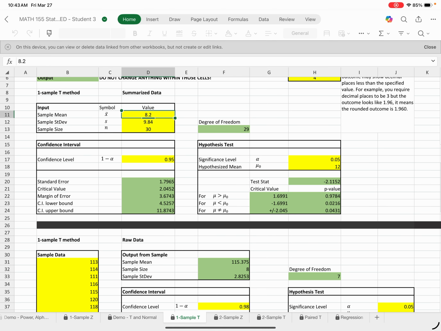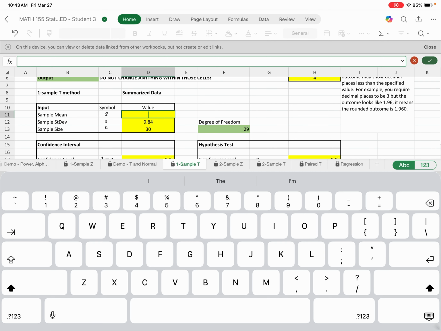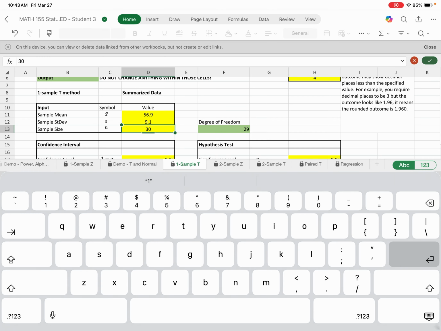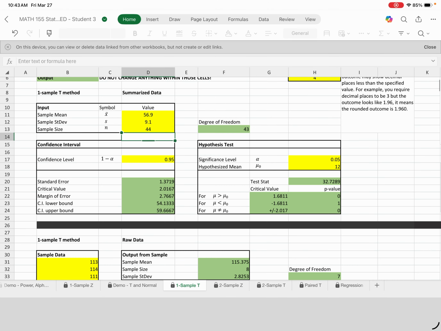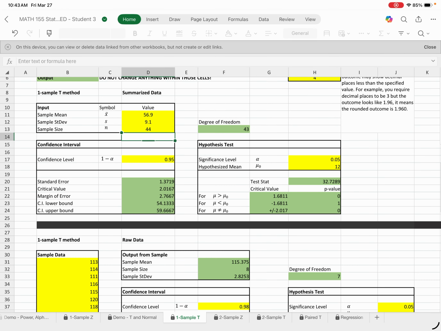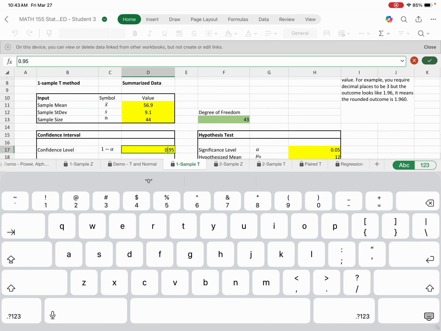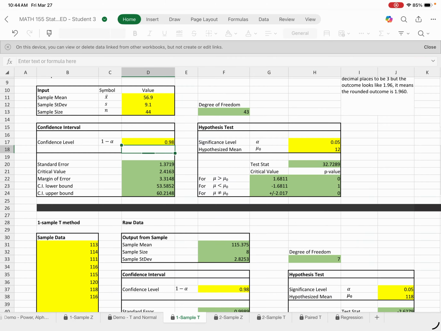Okay. And if we enter some stuff in, let's enter in our sample mean, I think it was 56.9. Sample standard deviation, I think, was 9.1. And n, I believe, is 44. And note that means our degrees of freedom is 43. And they did want a 98% confidence interval. So let's give them what they want. And that's what we get.